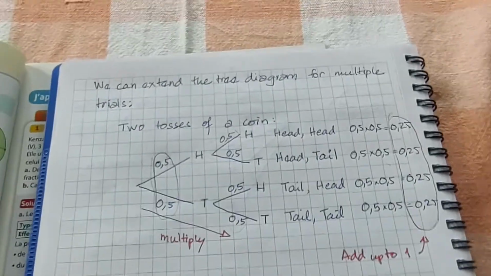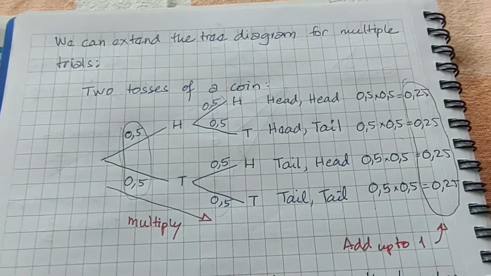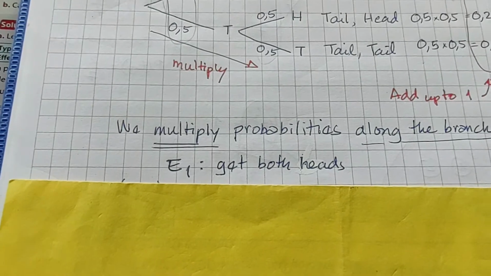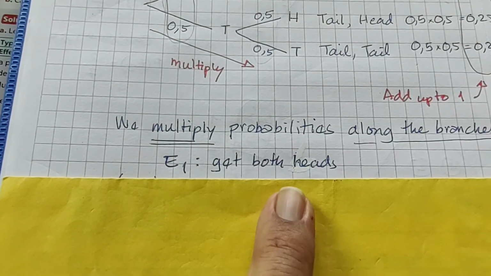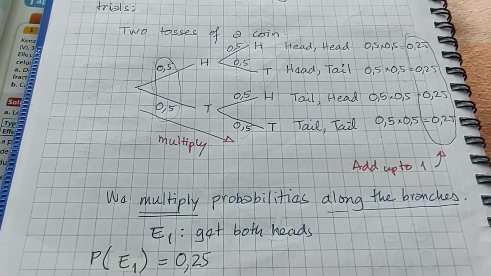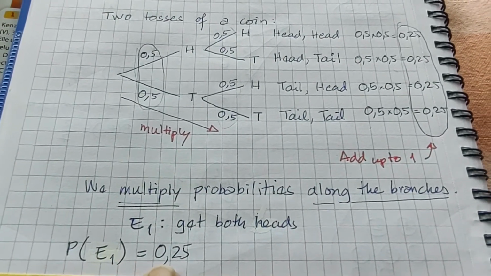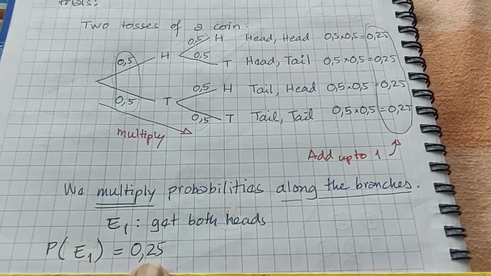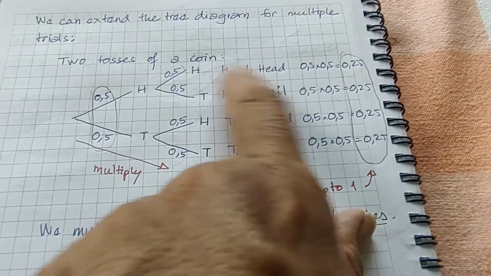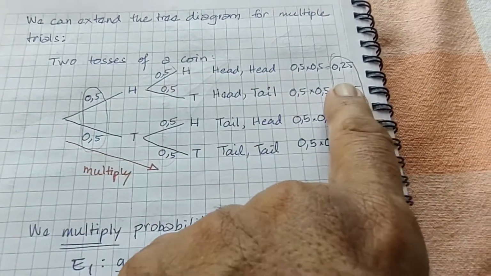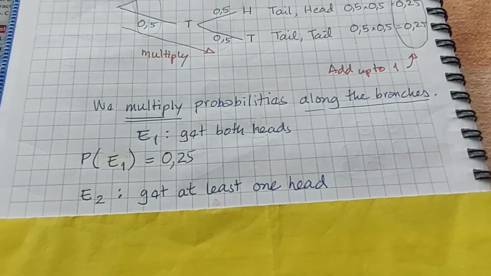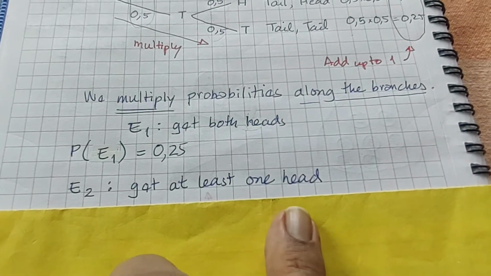Okay, so let's take this particular example of 2 coin tosses and let's define events. So my event E1 is, if I get both heads, then what is the probability of E1? The probability of E1 is 0.25, both heads, 0.25. Simple. E2 is get at least one head.